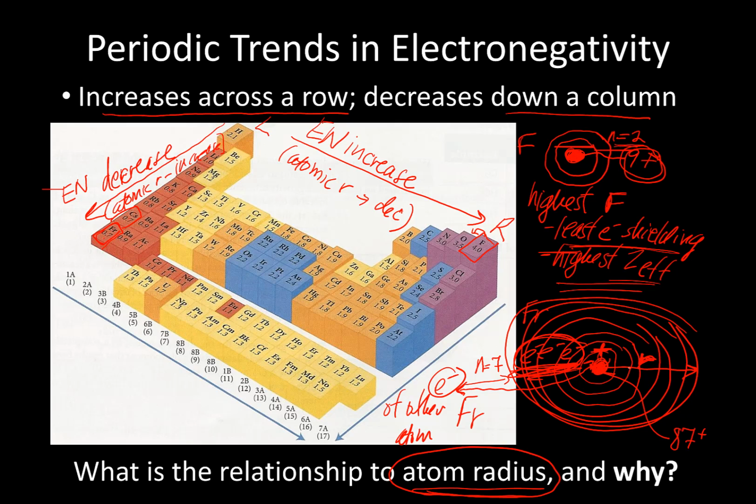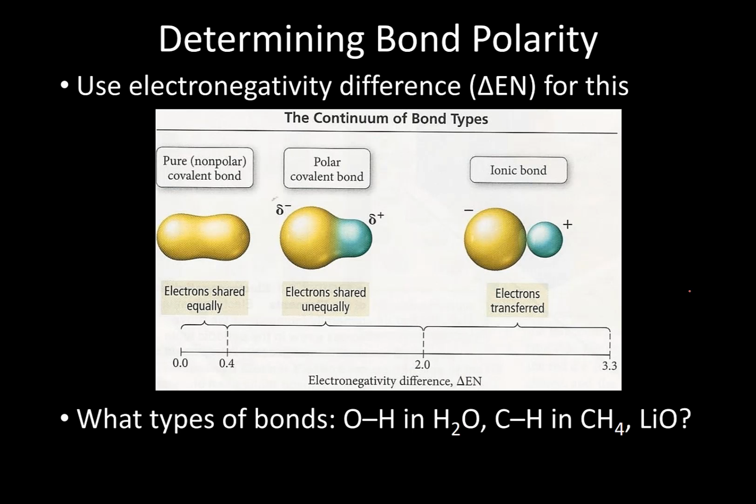It's a big radius for that element. So that's why you see the trends that you do in the periodic table. So now that we know something about electronegativity, we can start to look at the polarity of a bond between two different atoms. So we're going to use electronegativity difference, or delta N, to determine what type of bonds we have.